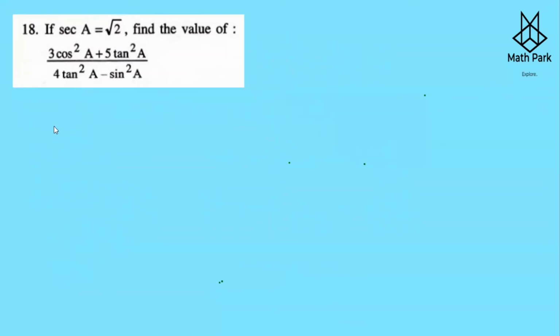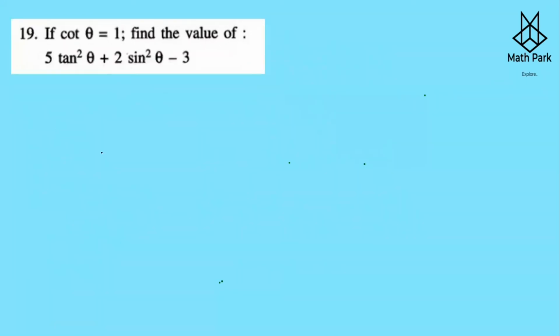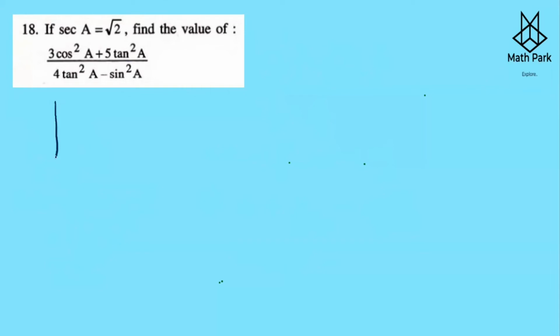Got it? Question. So let us again draw a right triangle over here. So drawing a right triangle where A is an acute angle. So this is your acute angle ABC. So sec A is root 2. So we'll write it as root 2 upon 1. So hypotenuse is root 2 here. So this is going to be 1 and 1. So now let us find the value of cos A. So cos A is 1 upon root 2.